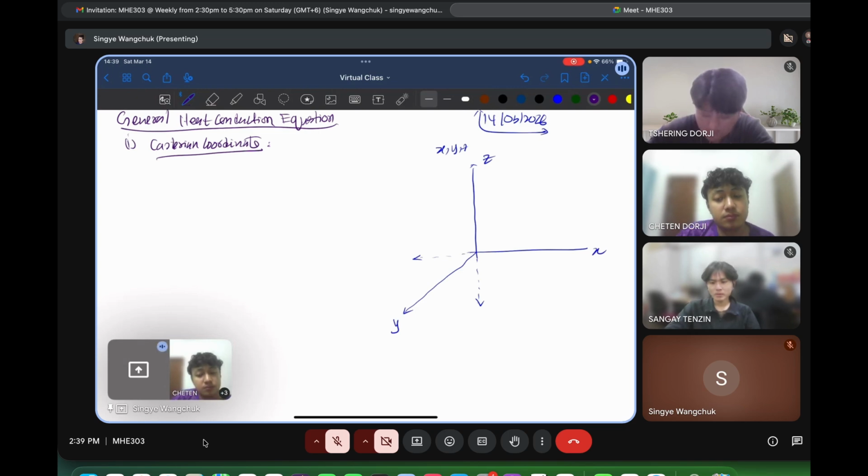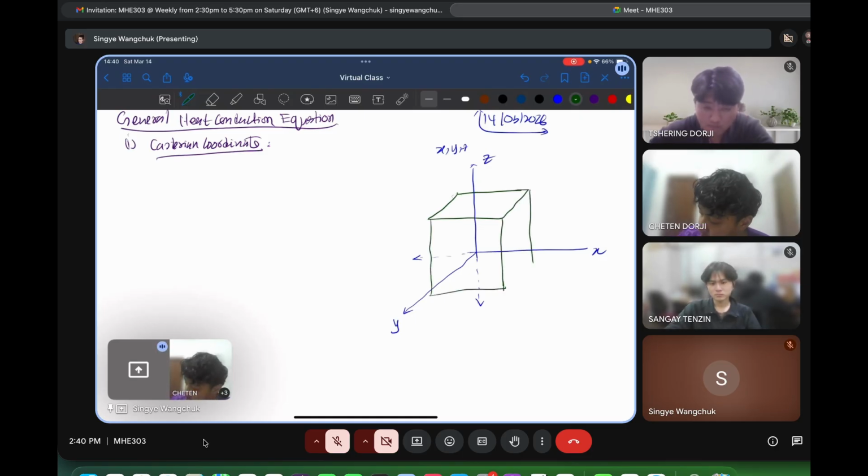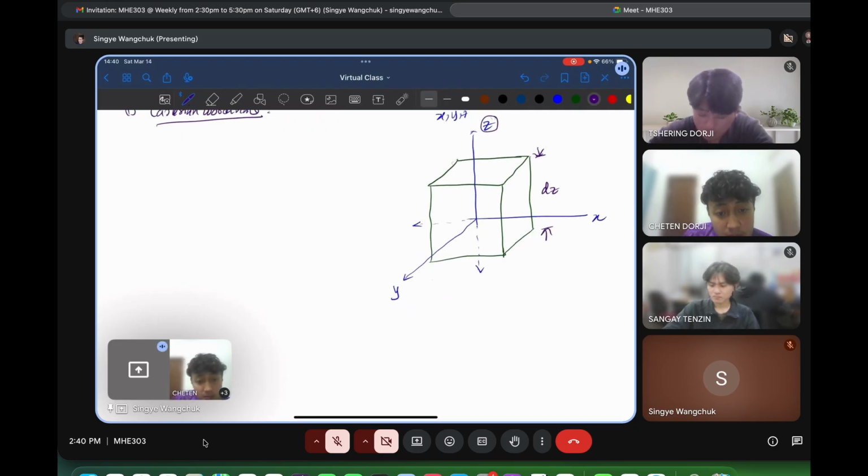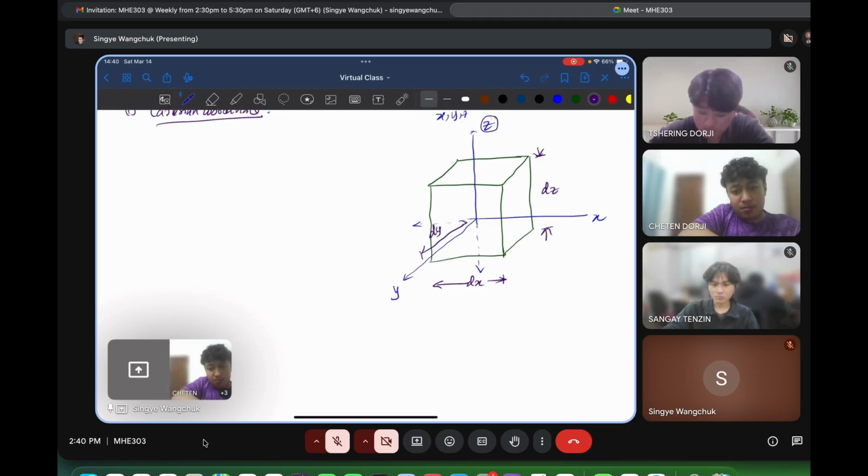So we have three axes, which are x, y, and z, and here we will try to find an element, a cube element, a section of something. So let's take this size as dz, because it's along the z axis. Then let's take this one along dx and this one as dy. You are understanding, right?